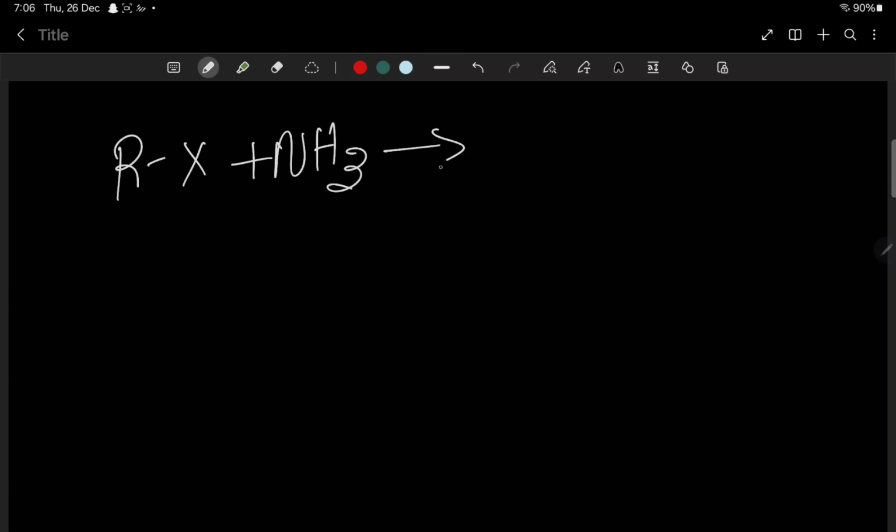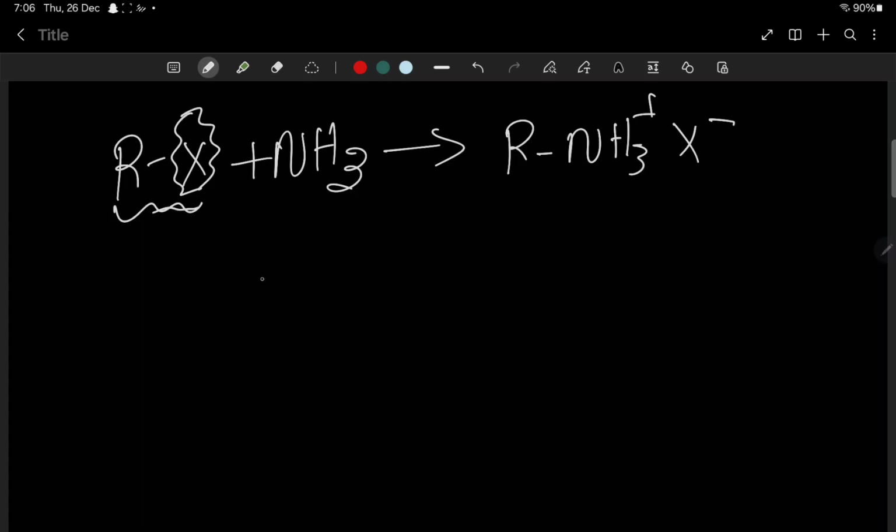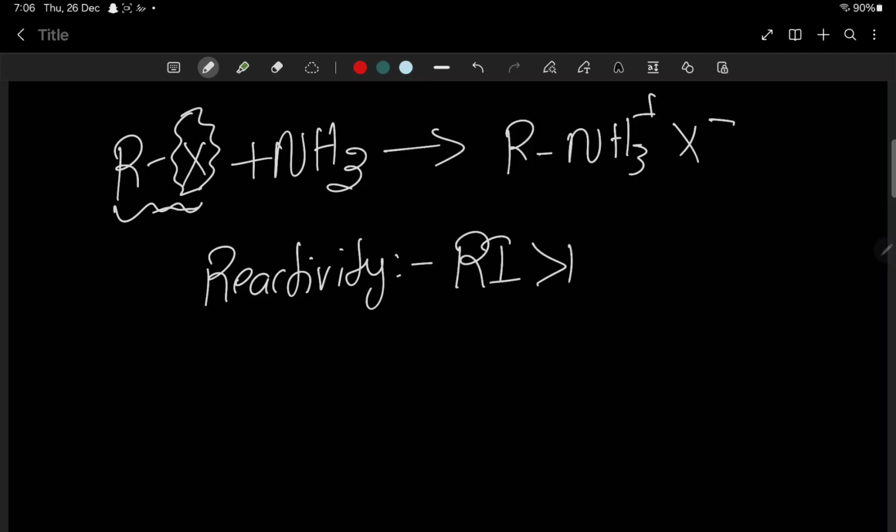Okay. Now I told that this RX is going to react with NH3 to give you RNH3 plus and X minus. Now, depending on which halogen atom is there in this RX, the reactivity changes. So the reactivity order for RX is very important: RI, RBr and RCl.